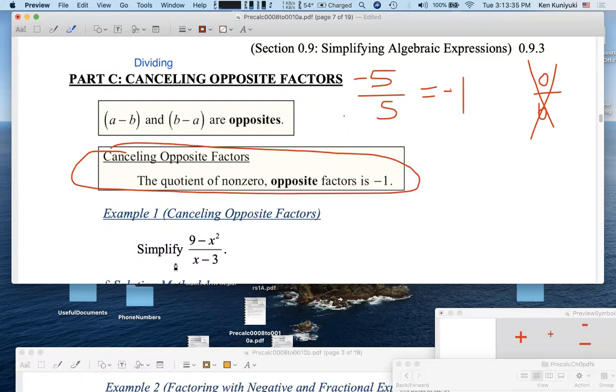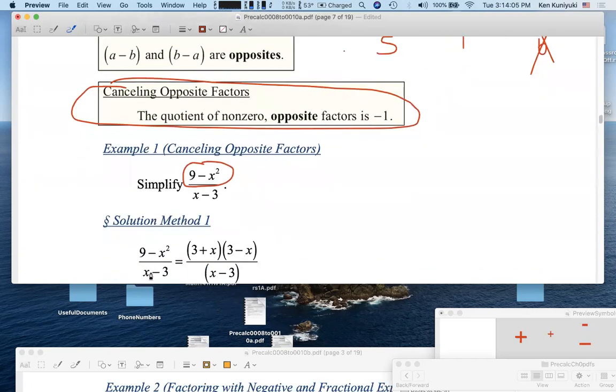Classic simplification problem. The fraction 9 minus x squared over x minus 3. And there are a couple of key ways you can do this. First of all, you can look at 9 minus x squared and think immediately, I can factor that as a difference of two nice squares. But how would you do that? Careful. To factor it directly, you would have to factor 9 minus x squared as the factor 3 plus x times the factor 3 minus x. Notice the 3's are in the front.